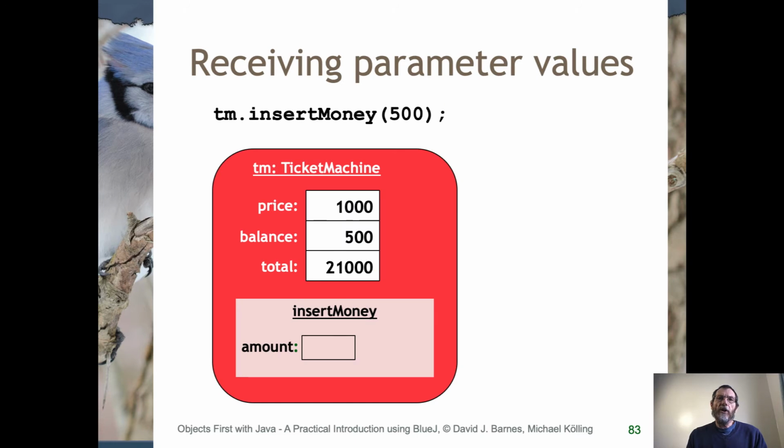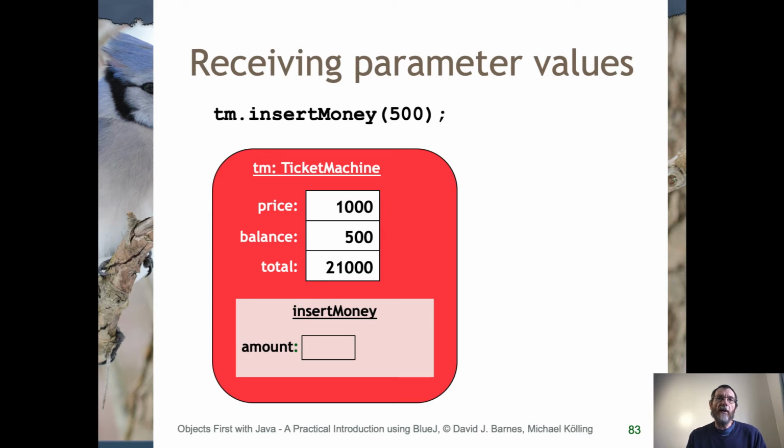So let's look at the mechanism by which a parameter might receive its value from a caller. Here we've got a ticket machine, and we're in the process of calling the insert money method on that particular ticket machine. So some other part of the program has called insert money on this particular ticket machine instance, and it's passing the value 500 into the insert money method.